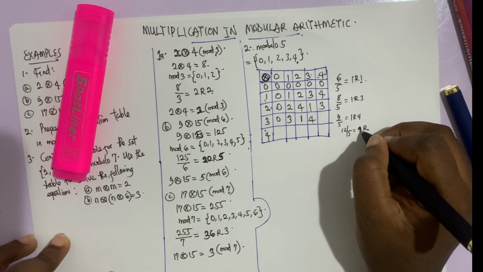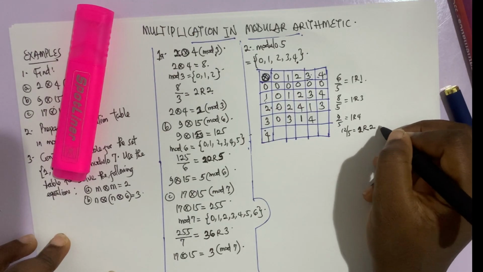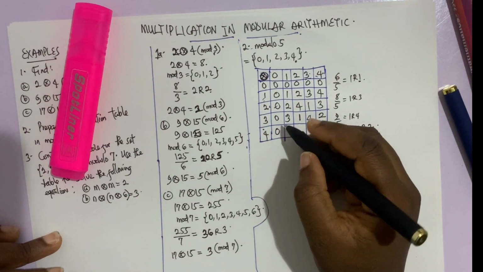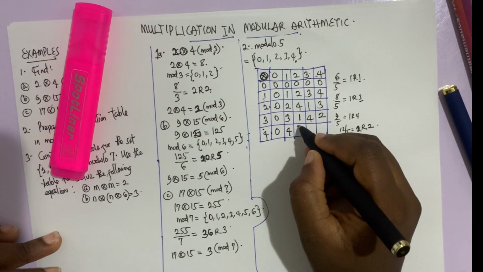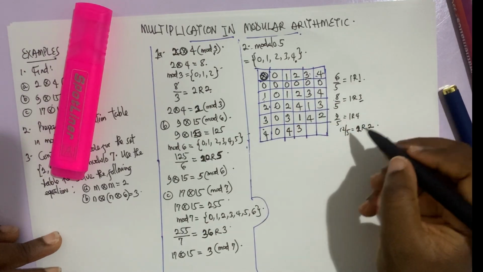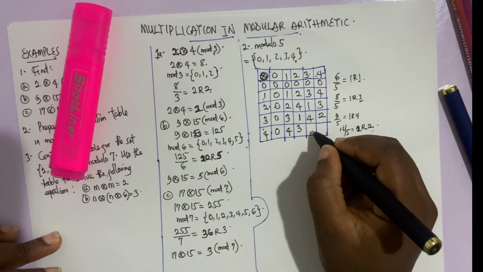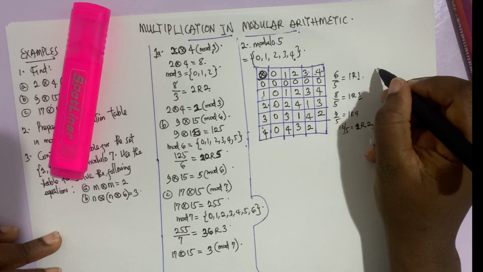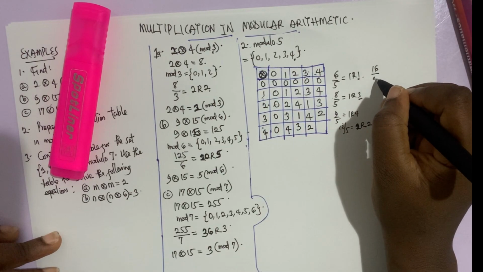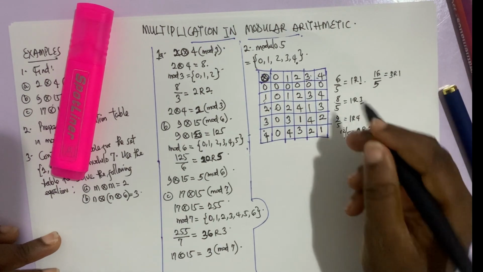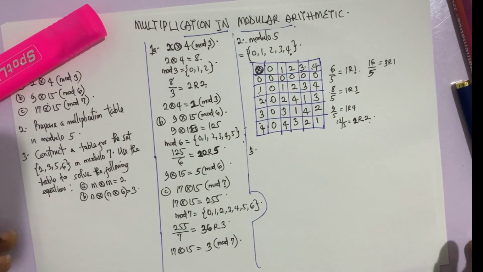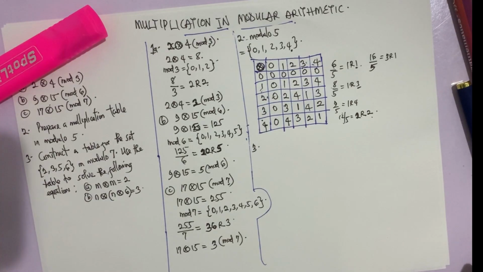12 divided by 5, 2 remainder 2. 4 times 0, 0. 4 times 1, 4. 4 times 2, 8. That's 1 remainder 3, we write 3. 4 times 3, 12. 12 divided by 5, 2 remainder 2, we write 2. 4 times 4, 16. 16 divided by 5, 3 remainder 1. So we write 1.